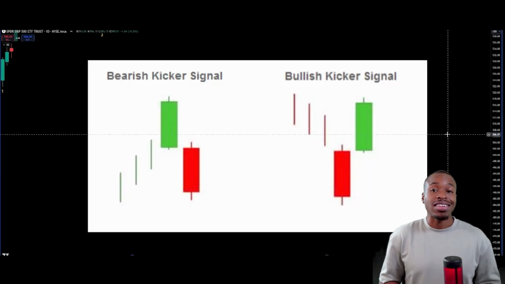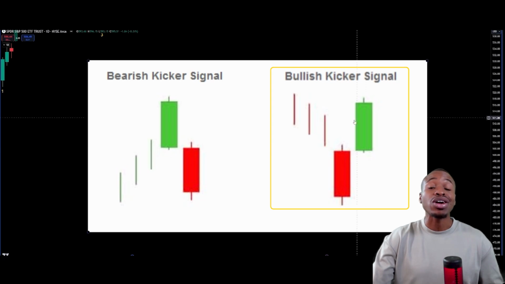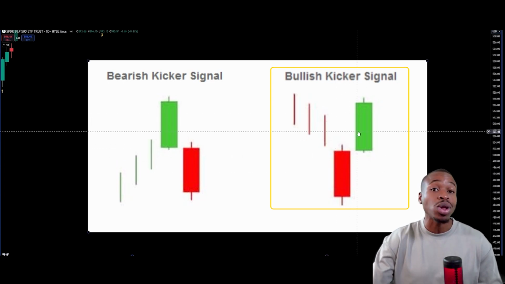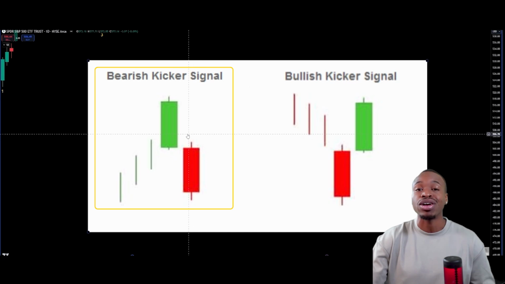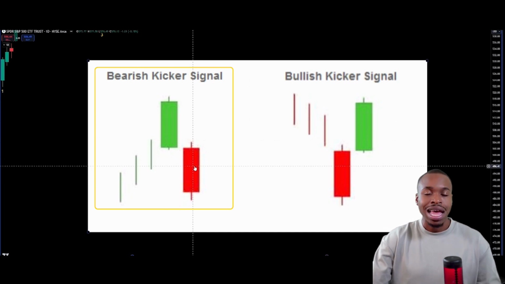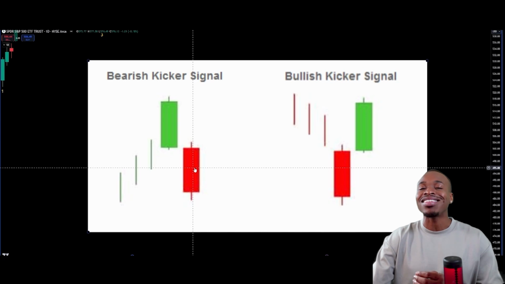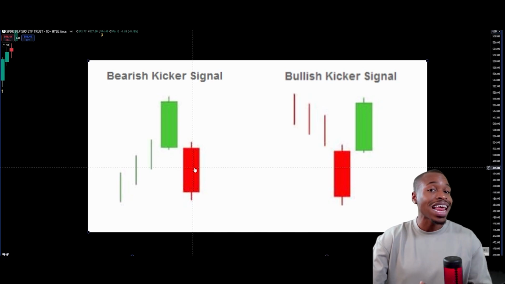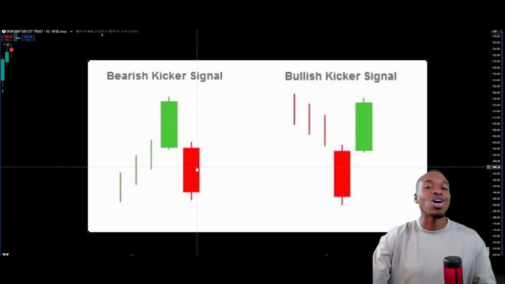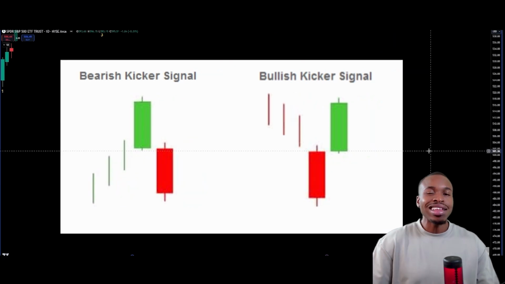So let's start with the basics. A kicker pattern is a two-candle formation that signals a shift in market sentiment. A bullish kicker occurs when the market transitions sharply from a bearish to a bullish sentiment. And a bearish kicker occurs when the market transitions sharply from a bullish to a bearish sentiment. Now, what makes these patterns unique is that the second candle opens at the opposite end of the first candle with little to no overlap, creating what's known as a gap in market psychology. Let's look at some chart examples so we can break this down a little bit further.